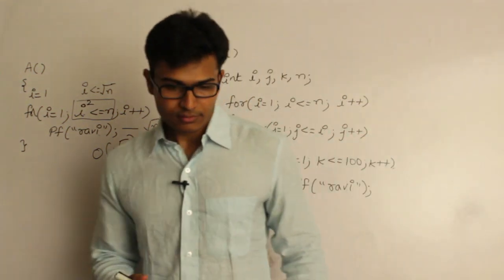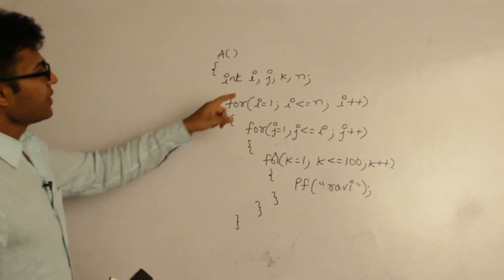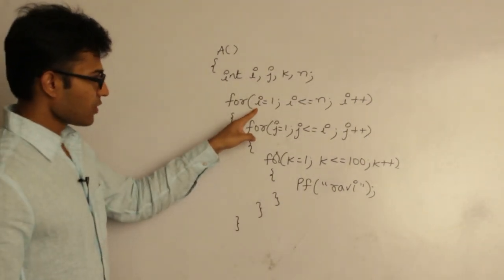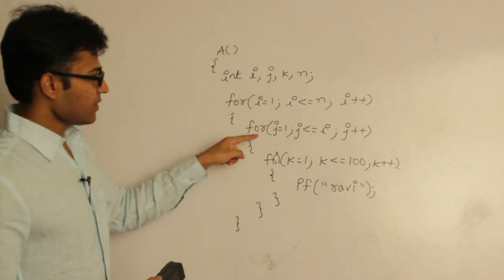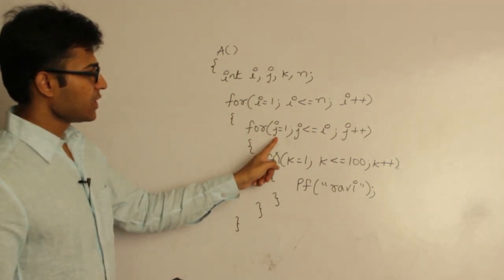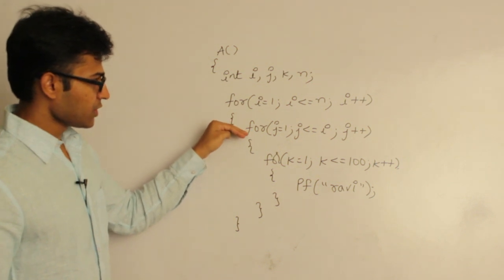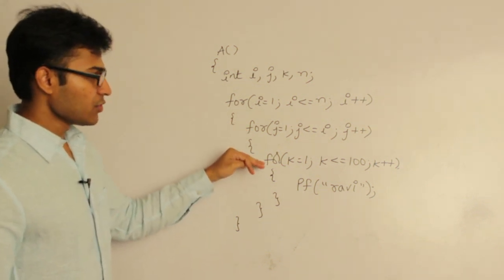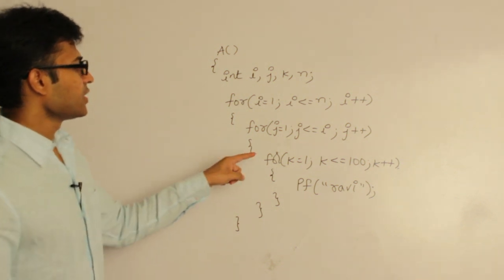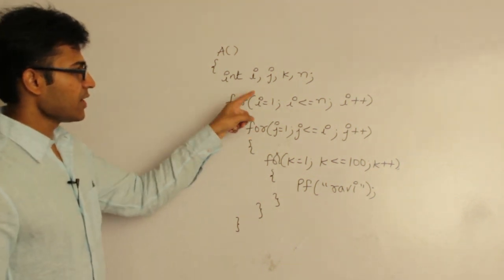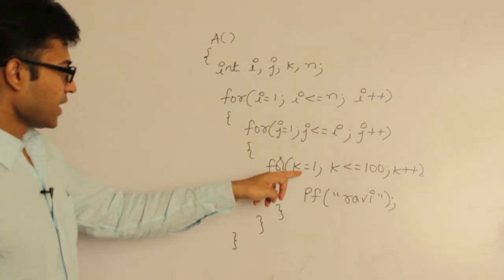Okay, so look at this one next. This is interesting. We have i, j, k, n variables, and this outer for loop is running for i equal to 1 to n, which means this outer for loop will run totally n times. The inner j loop is running from j equal to 1 to i, which means the number of times this inner for loop will execute depends on the value of i. And the innermost for loop is running for k equal to 1 to 100, which means the number of times it executes is independent of i and j. So it is a constant.